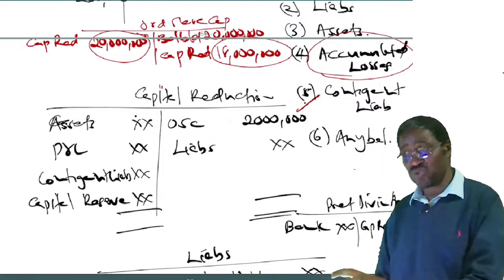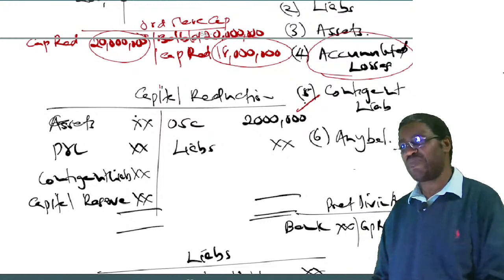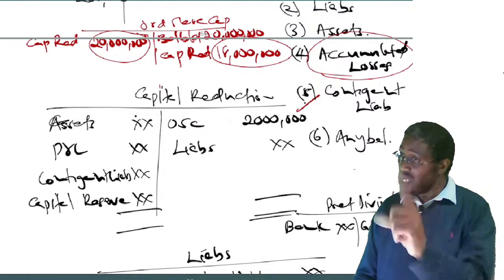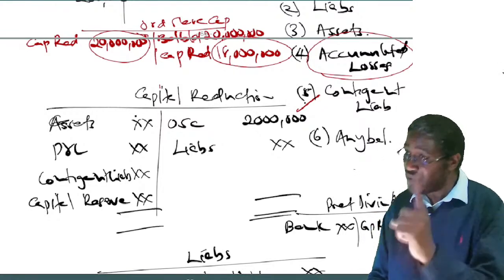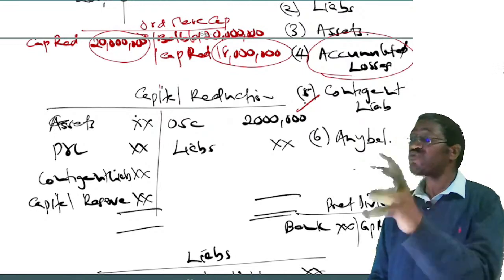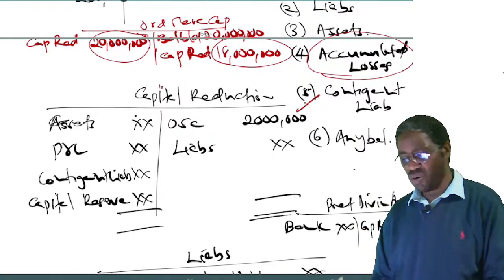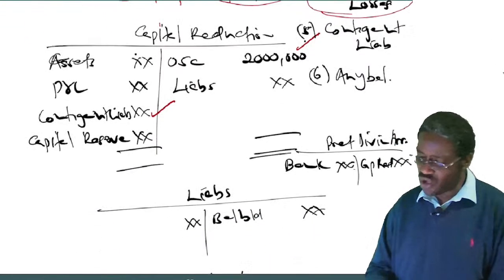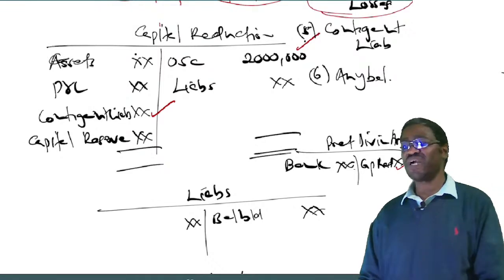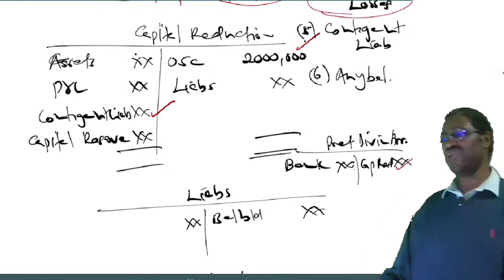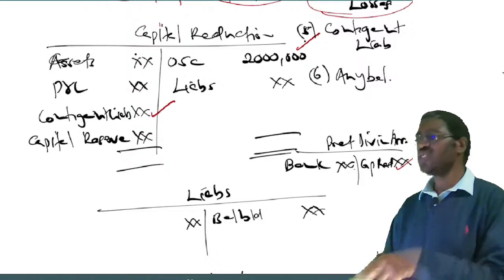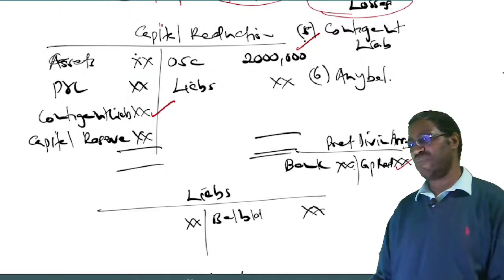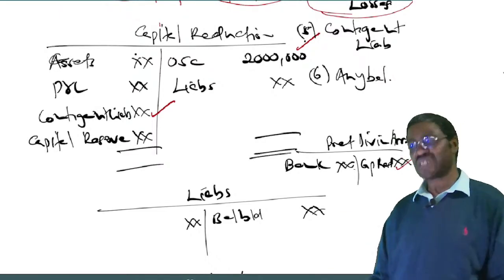Number 5, I've told you, with any contingent liability arising, e.g. preference dividends in arrears, you have to crystallize it. How? By debiting capital reduction and crediting the contingent liability, which in our case we are assuming is preference dividends in arrears. And I've told you, if it is paid for immediately, you debit contingent liability and you credit bank. That's number 5.